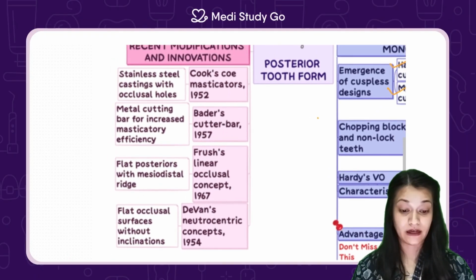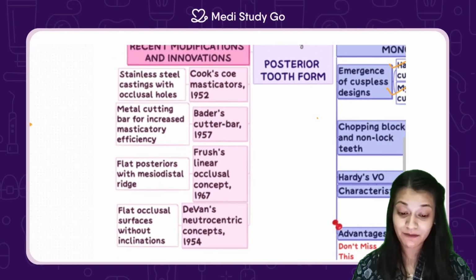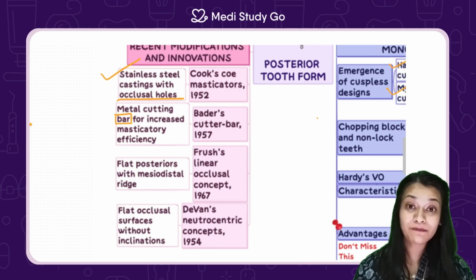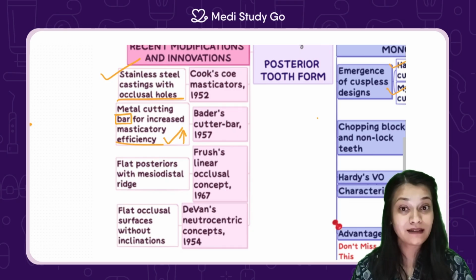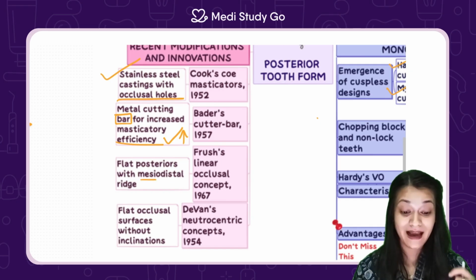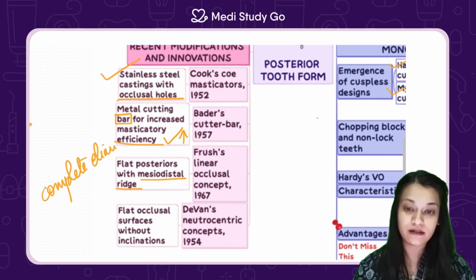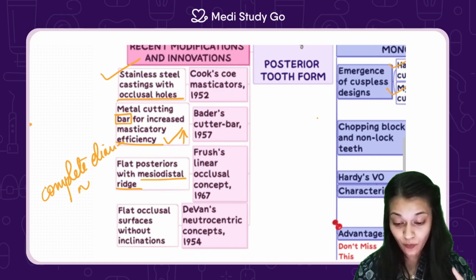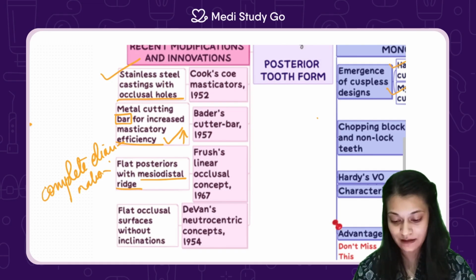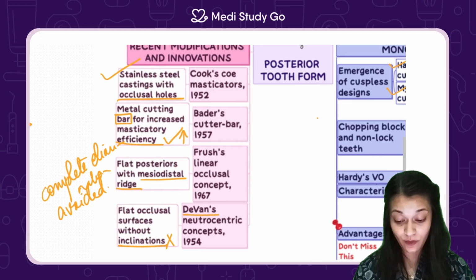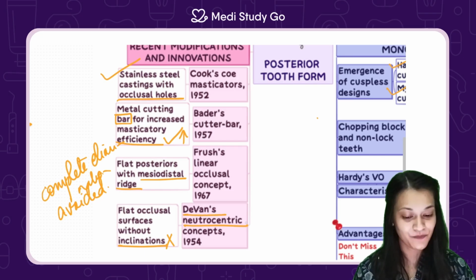Talking about the recent modifications, Cook's masseters were nothing but occlusal holes that actually had stainless steel casting to bear the forces. Then came Bedder's cutter bar, which actually had a bar that was placed to increase the cutting efficiency. At the same time, there was Frush's linear occlusal concept, which said that the flat posterior had mesiodistal width. Now there was a linear thing, right? So what happened here is it used a single mesiodistal ridge on the lower teeth. And the last was DeVan's Neutrocentric concept. According to DeVan's concept, it was the 0-degree teeth that eliminated lateral interferences.